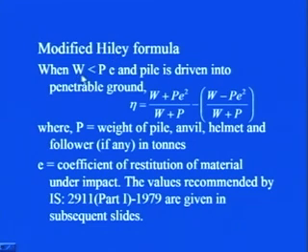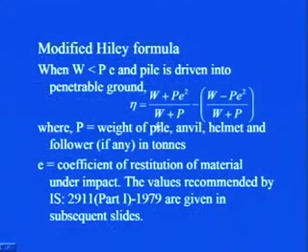However, when W is less than P into E, and the pile is driven into penetrable ground, then your eta becomes (W plus PE square) by (W plus P) minus (W minus PE) square by (W plus P), where your P is weight of pile, anvil, helmet and follower, if any, in tonnes. So, whatever is the assembly that you are using for driving the pile using hammering, this P comprises the weight of all those terms. So, E is your coefficient of restitution of material under impact.